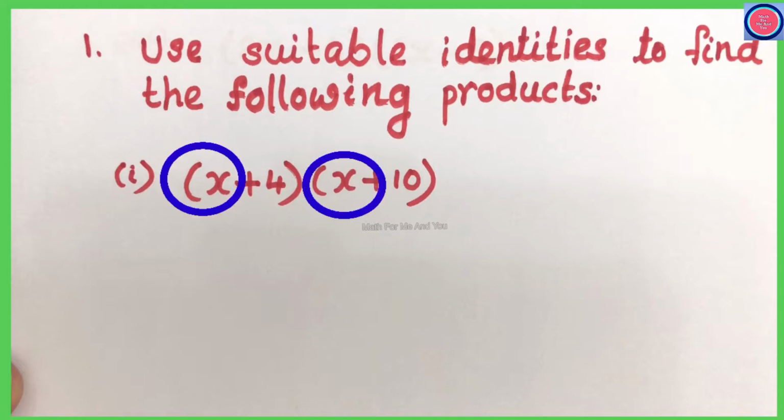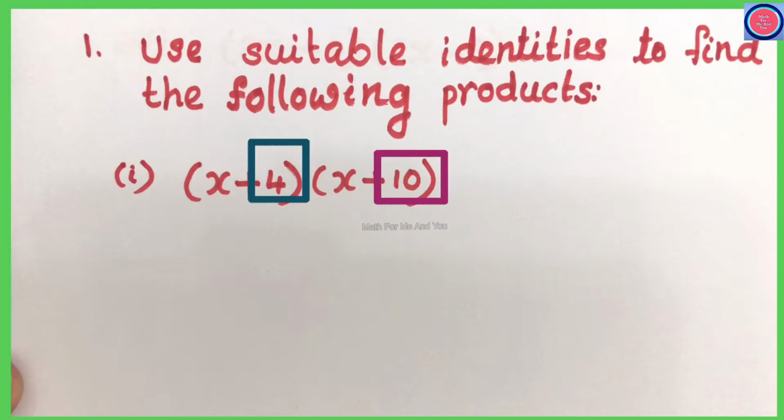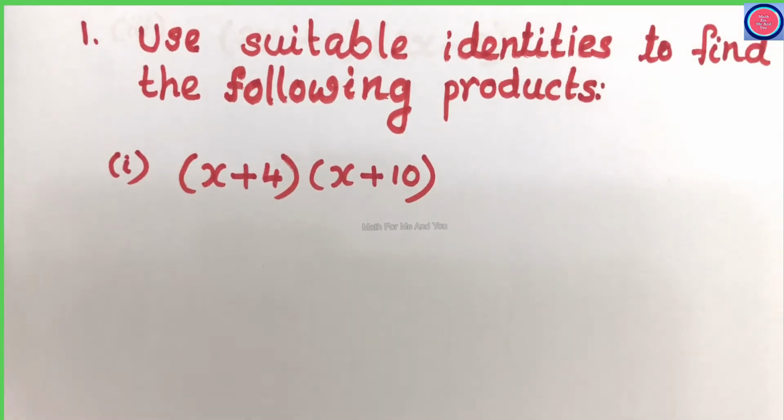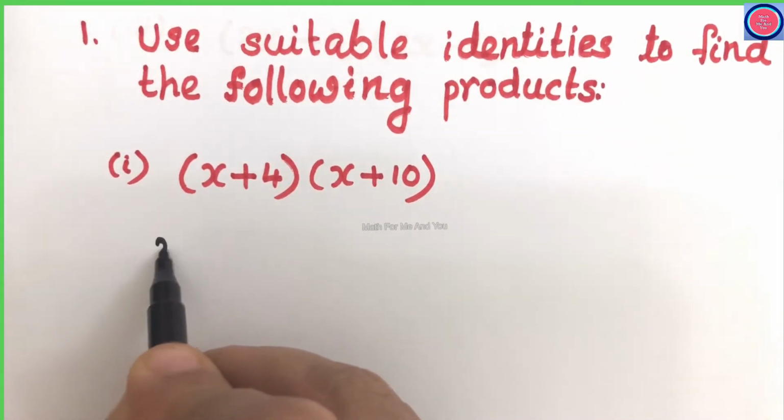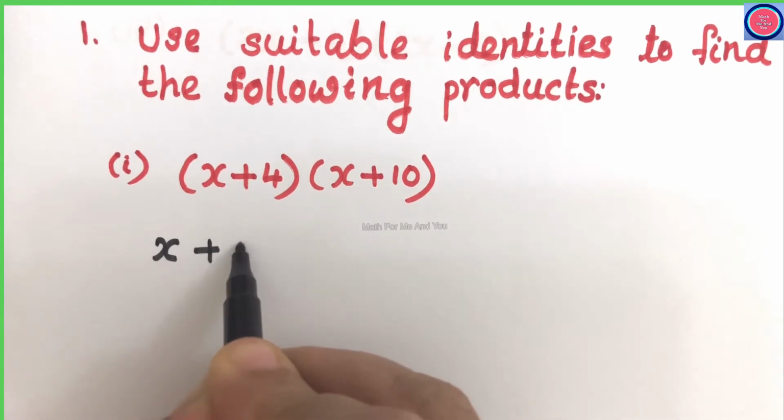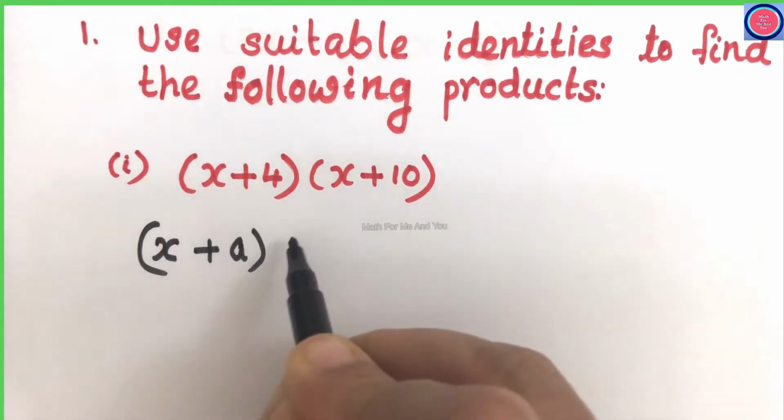Look at the first terms. The first terms are same in both the brackets, x and x. Now look at the second term. In the first bracket it is 4 and in the second bracket it is 10. That means they are different. If the first terms are same and the second terms are different, we have to use the identity x plus a into x plus b.